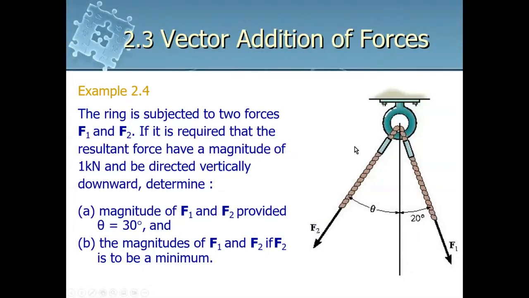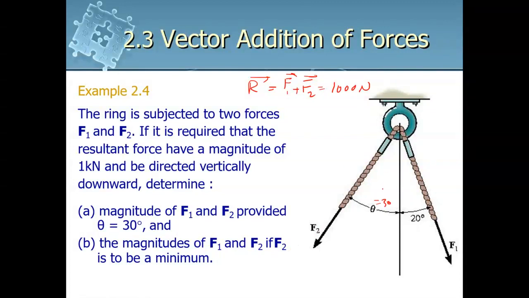Okay, so from here, I know that one condition is F1 plus F2 should be equal to 1 kilonewton or 1000 Newton. That is R. And also, I want R to be vertical. So this is the direction of the R. And this angle is equal to 30.